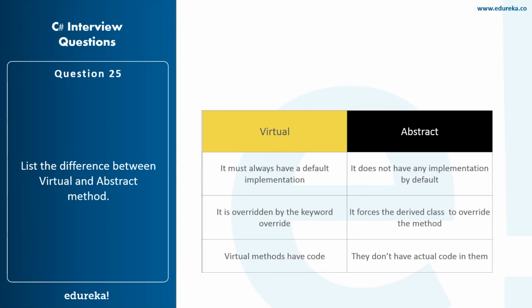A virtual method must always have a default implementation, whereas an abstract method doesn't necessarily have any implementation by default. A virtual method is overridden by the keyword override, whereas an abstract method forces the derived class to override the method. Virtual methods have legit code, whereas abstract methods don't have their own actual code in them. So they reside under the abstract class, and it is mandatory that the derived class must implement the abstract method. And again, use of the override keyword is not necessary in this.